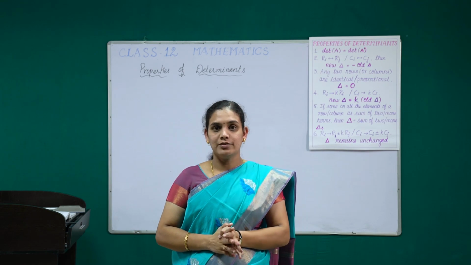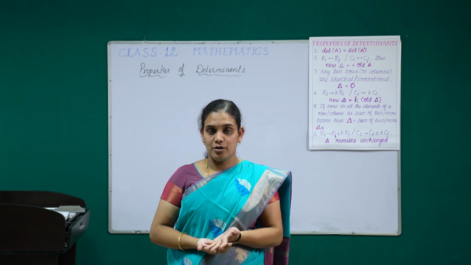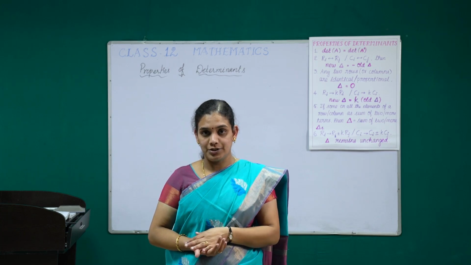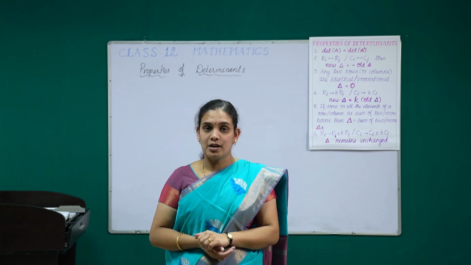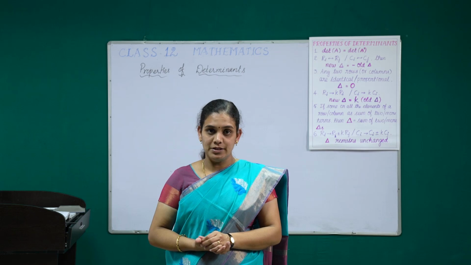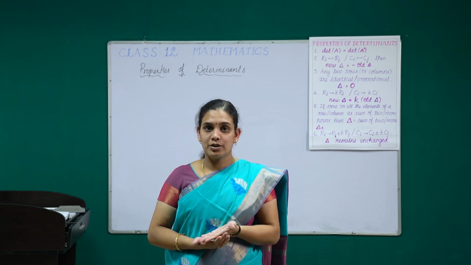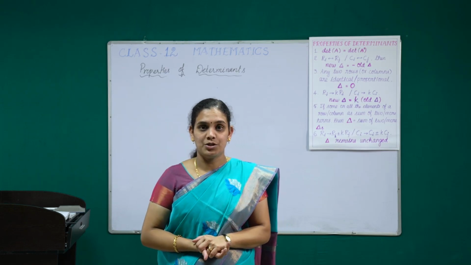In the last session, we learned how to evaluate the value of determinants of order 1, 2 and 3. And later we learned how to find the area of the triangle using determinants. In this session, we are going to learn the properties of determinants, and later we are going to solve some problems using the properties. Let's start with the question here.